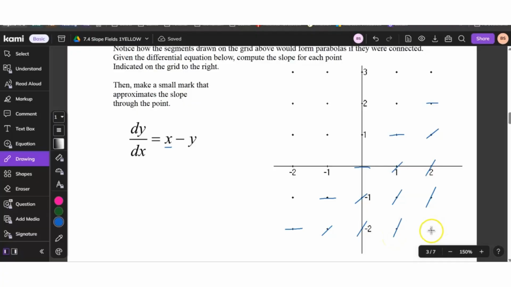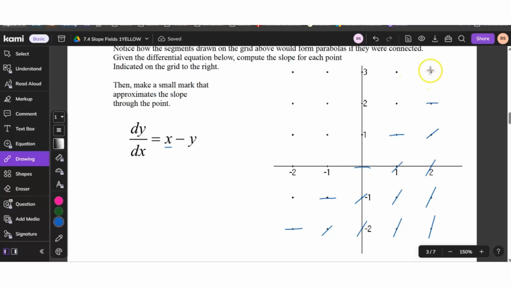And then 2 minus negative 2 is going to be 4. So we make that one really steep. Okay. Now, hopefully this pattern is going to continue here, but let's check a couple to make sure.